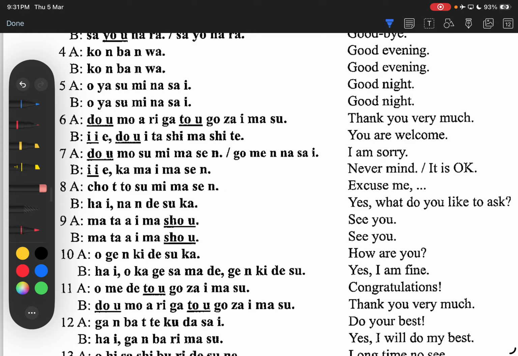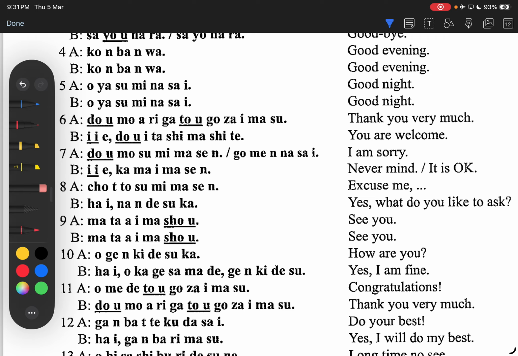Okay? B. Iie. Kamaimasen. So kamaimasen means don't mind. Okay? It's like saying I don't mind. So when someone apologizes to you, it's no lah, I okay one. Or no lah, I don't mind. Right? So don't mind directly translates to kamaimasen. You see the translation here, they say never mind, it's okay. It doesn't really capture the exact translation lah. So kamaimasen means don't mind.